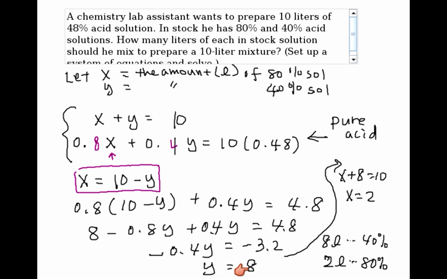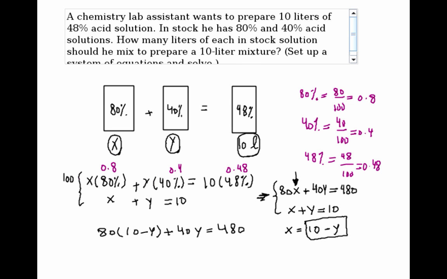8 liters is what you're going to use for the 40% strength solution. And once we know that, we know the total should be 10 liters. So subtract 8 from 10. That would be the 2 liters left over to use for the other 80% strength solution.